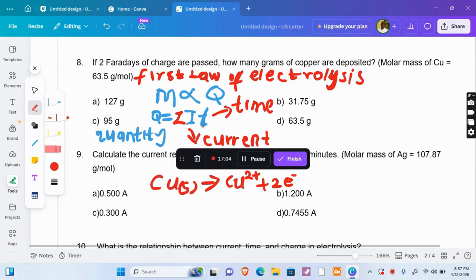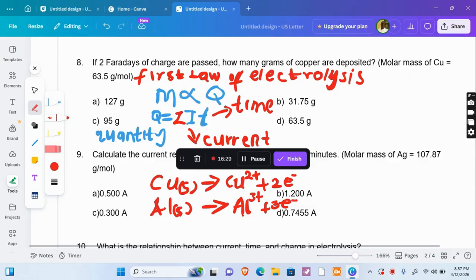Now let's bring another element, aluminium. Aluminium is also a metal in the solid state. When it undergoes electrolysis, it becomes aluminium ion, but aluminium ion has a charge of 3 plus. So that's aluminium ion 3 plus, plus 3 electrons.